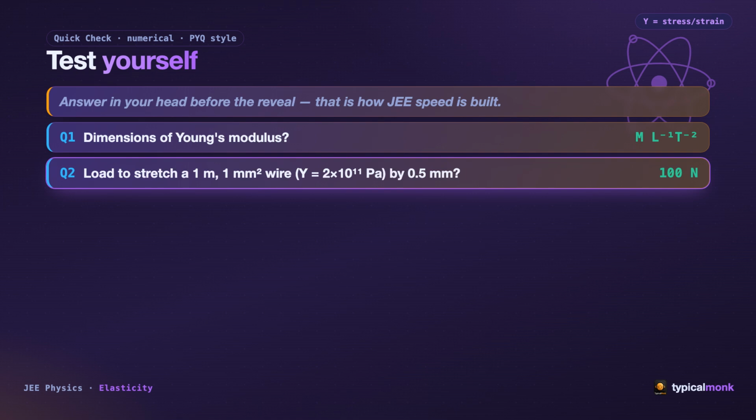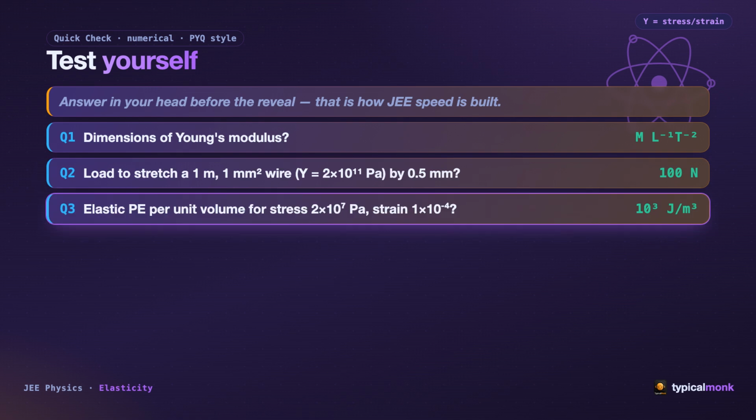Question 2. What load stretches a 1 meter wire of area 1 square millimeter with Y equal to 2 times 10 to the power 11 Pascal by half a millimeter? Using F equals Y A delta L over L. The answer is 100 newtons.